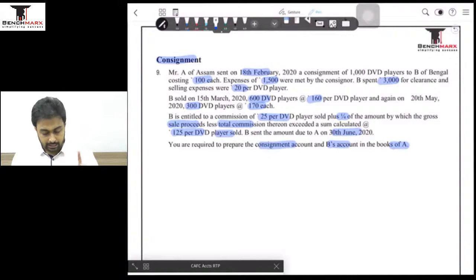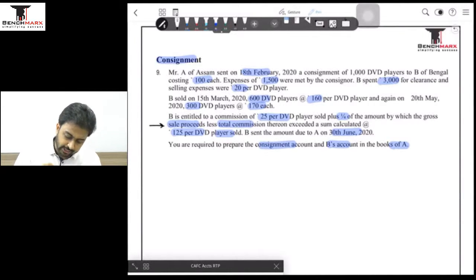Remember, consignment account will always come in the books of consignor because for the consignee it is only the commission that is his income. He has nothing to do with profit, goods sent or stock. So except for the commission, it's a regular question. So let's go step by step.